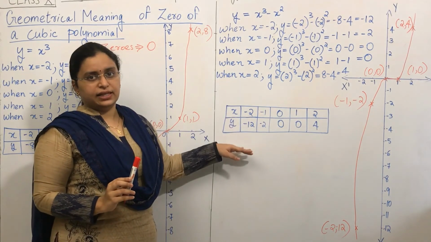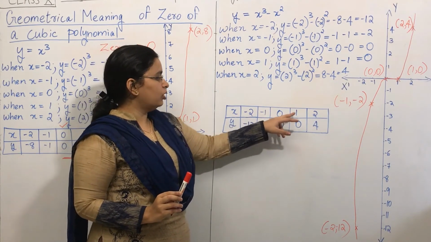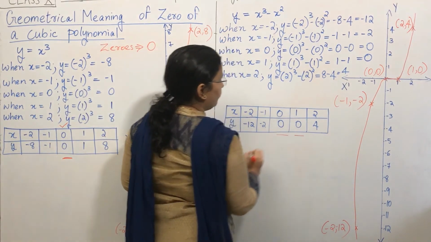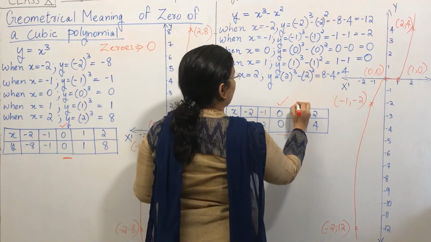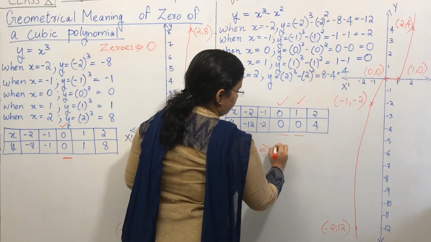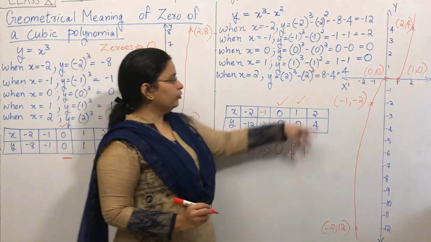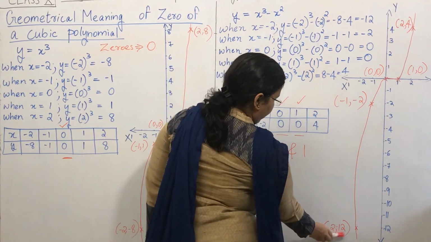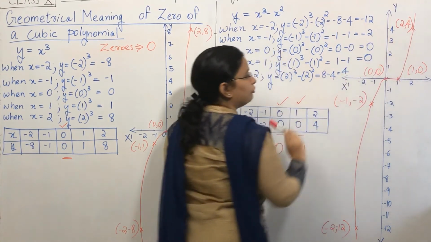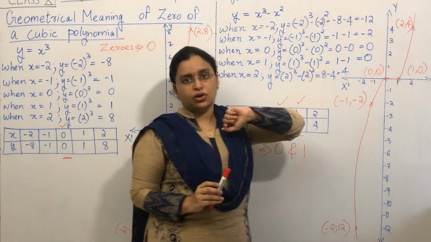Now we are tabulating in a tabular column: (minus 2, minus 12), (minus 1, minus 2), (0, 0), (1, 0), (2, 4). Here there are two cases in which y becomes 0, and the corresponding values of x are 0 and 1. So we got zeros as 0 and 1. Now we are plotting in a graph. This is the graph. Here there are 2 points in which this graph intersects the x-axis, because it has 2 zeros.